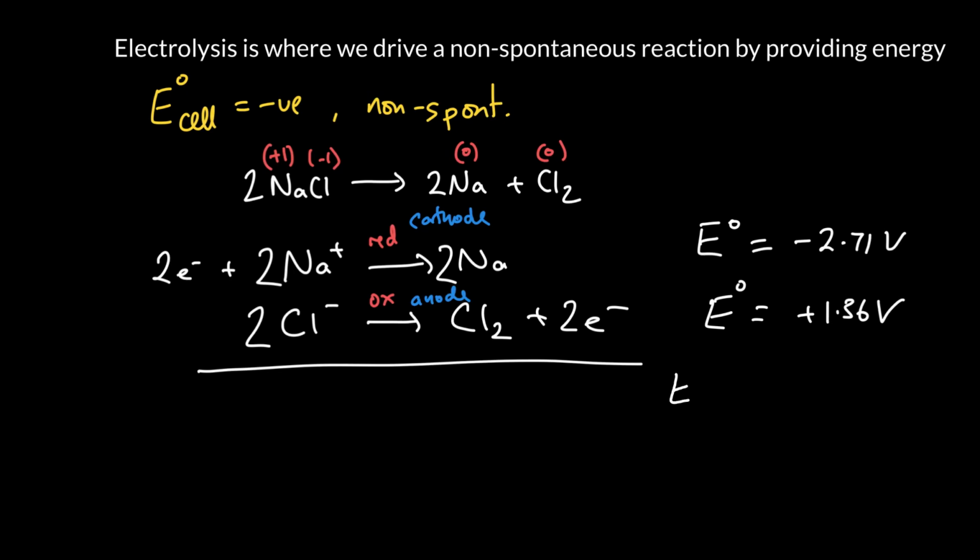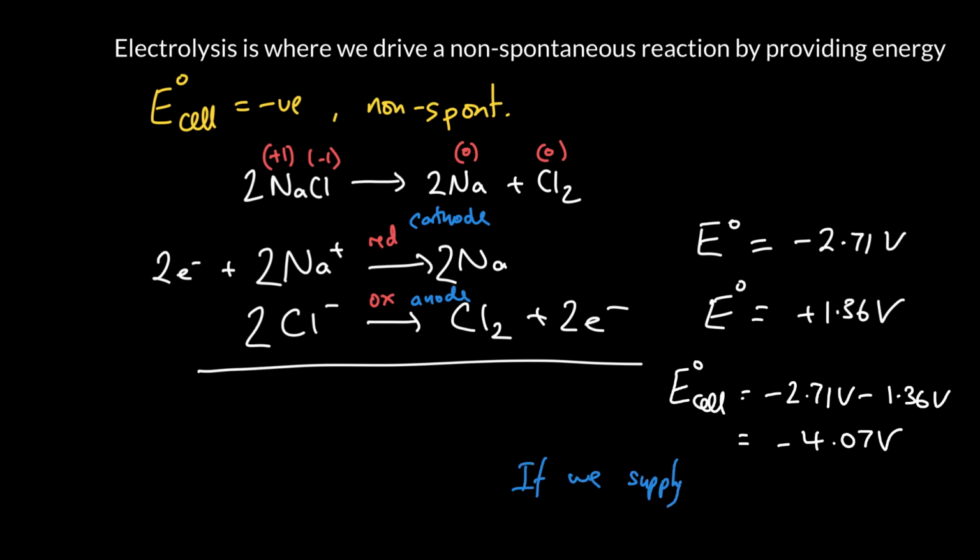In fact, if we calculate E cell, and we take E cathode minus E anode, so that would be -2.71 volts, -1.36 volts. We can see that is not looking good. That is -4.07 volts. So in electrolysis, that means that we can actually make this reaction occur if we apply a voltage greater than that. So if we supply voltage, so that is we push electrons backwards with an energy bigger than, or equal to, actually bigger than, otherwise it would be in equilibrium, bigger than 4.07 volts, we can drive this otherwise non-spontaneous reaction.